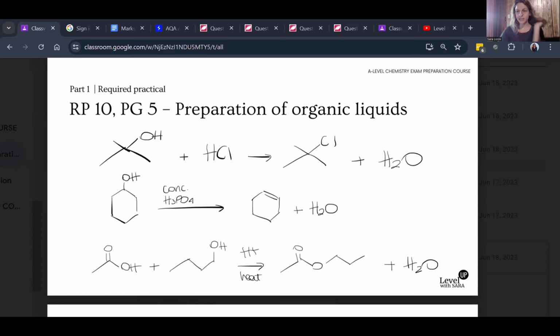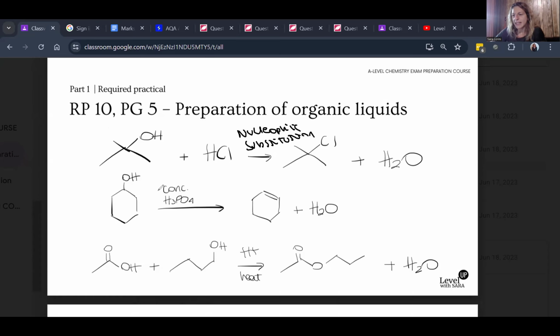If you want extra practice, you can also do the mechanisms if you need to know them. That's always a chance to revise the mechanisms. So let's look at these three reactions. The first one, we have a substitution because the chlorine has taken the place of the OH, specifically nucleophilic substitution.